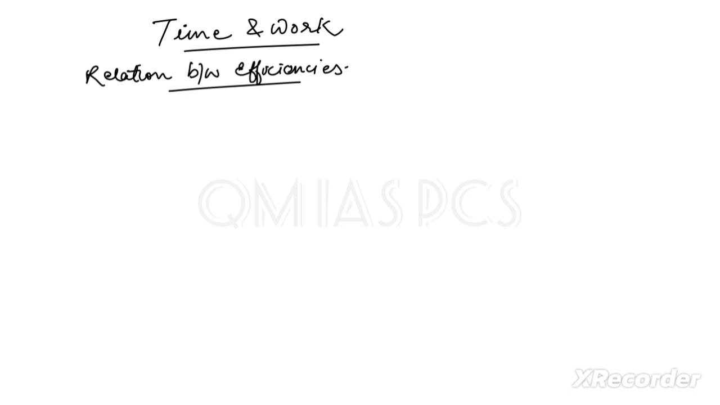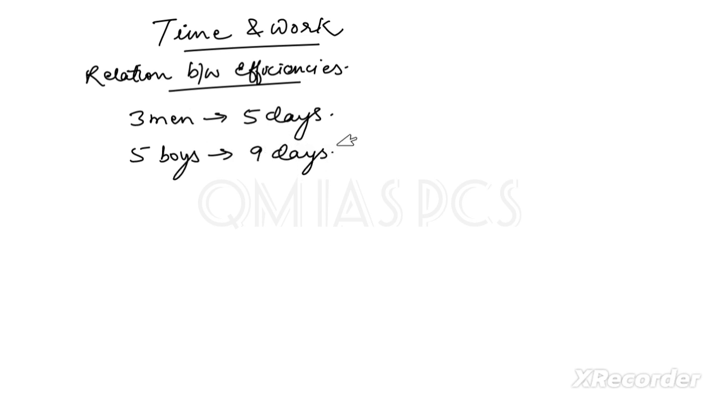The topic is relation between efficiencies. Let's consider one condition: there are three men, and they complete some work in 5 days, and there are five boys, and they do that work in 9 days. No issues? Fine. So how do we find the efficiencies of men and boys? Obviously, if they are doing the same work, there must be some relation between their efficiencies. So how do we find that?